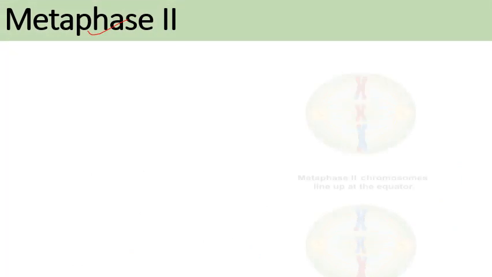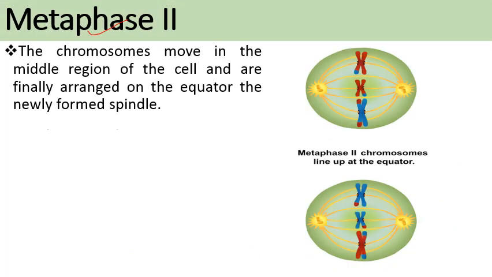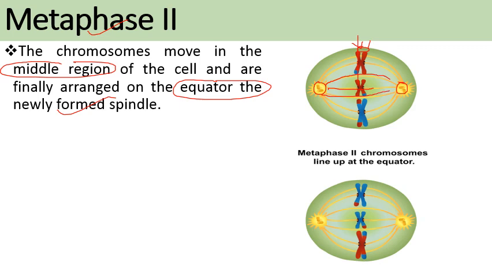Next comes Metaphase II. The chromosomes move in the middle region of the cell and are finally arranged at the equator or metaphase plate of the newly formed spindle. So this we can see here. Initially, the centrioles were in this location, but in meiosis II, their alignment is at right angle to the first division. In this case, centrioles are arranged in this region, and they help in formation of spindle fibers. There is right angle to the first division.